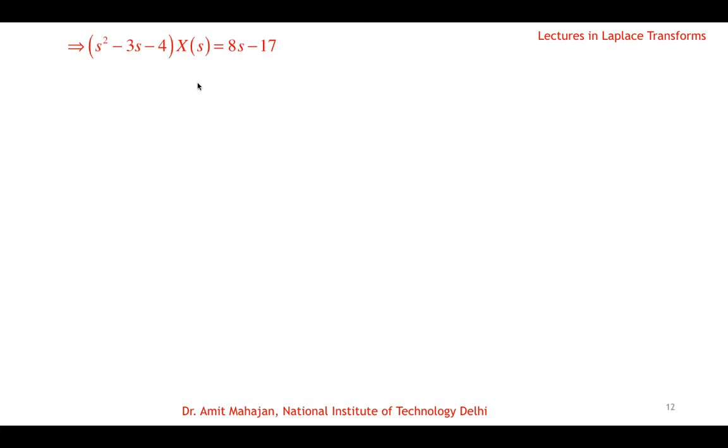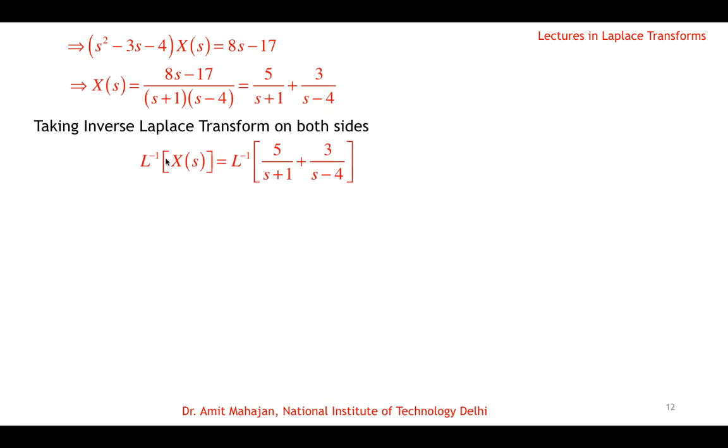So we can combine and then calculate X(s) as 8s minus 17 over this quantity, which can be written as a product of two linear factors. Use partial fractions. As we said, we have to take Laplace inverse after this, so we have to use partial fractions and properties. Taking Laplace inverse on both sides, immediately by linearity, this is 5 e power minus t, and Laplace inverse of this will be 3 e power 4t. So immediately we have the result that x(t) is 5 e power minus t plus 3 e power 4t.